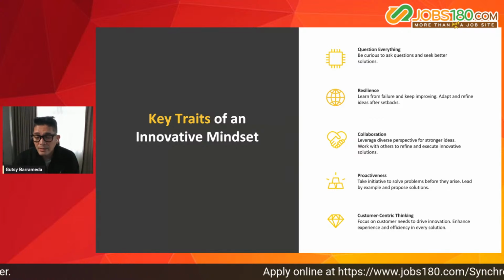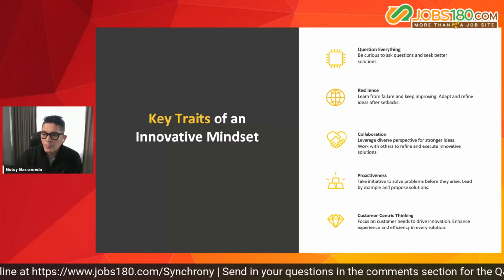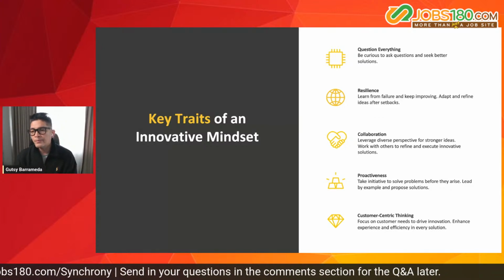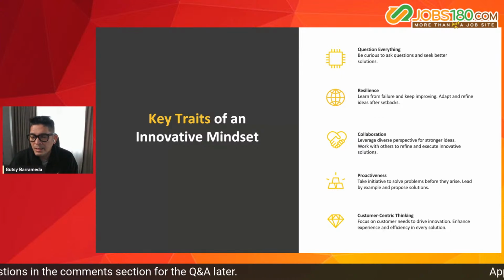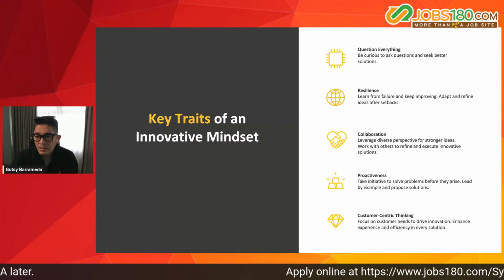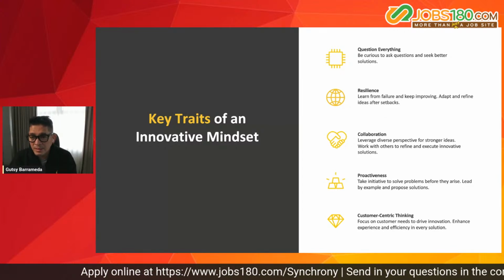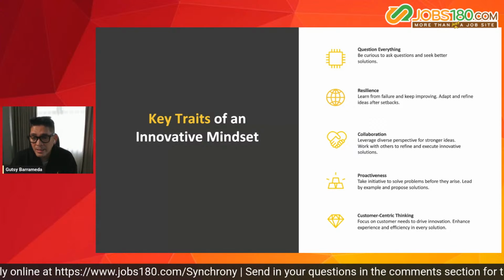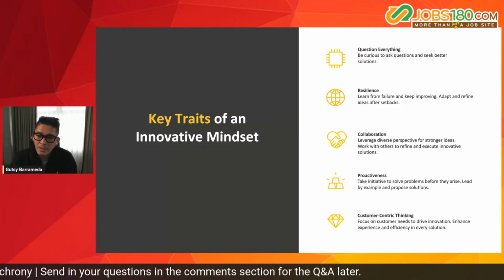Next is going to be proactiveness. You want to be proactive. You have to take initiative to solve problems before they arise. So this is where we call it forward thinking. You think about the future. You think about what's going to happen in 1 to 2 years, maybe 3 to 5 years, and really try to understand how we can avoid those things. As leaders, we also lead by example and propose solutions. And then lastly, customer centric thinking. We focus on customers' needs to drive innovation or enhance experience and efficiency in every solution that we have.